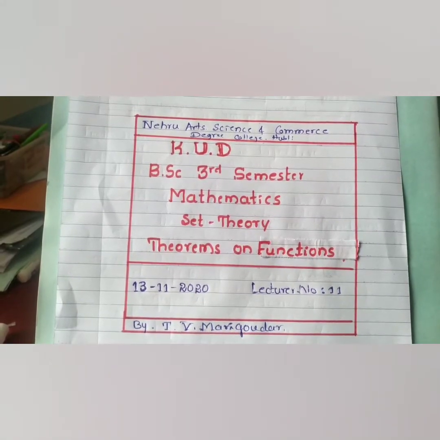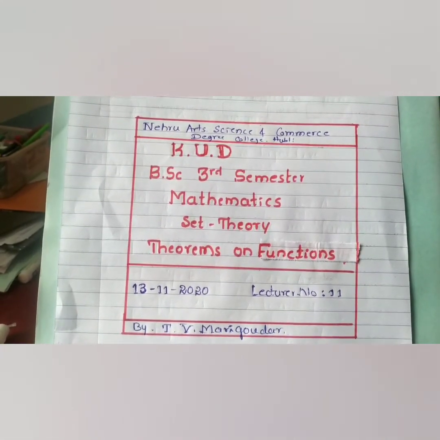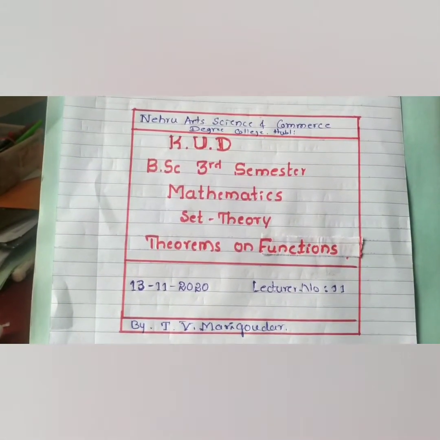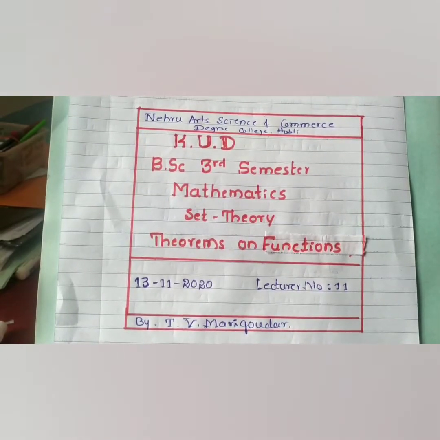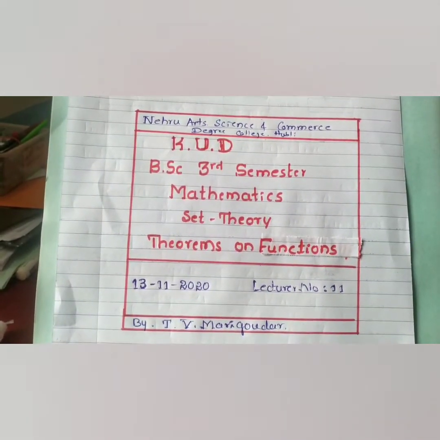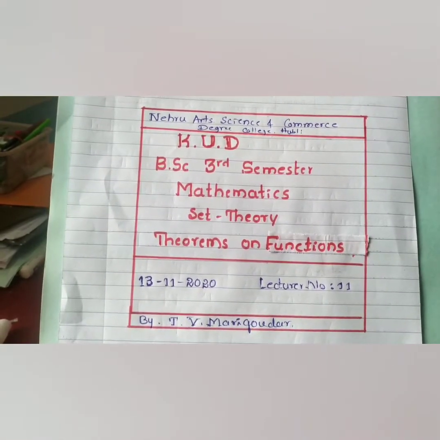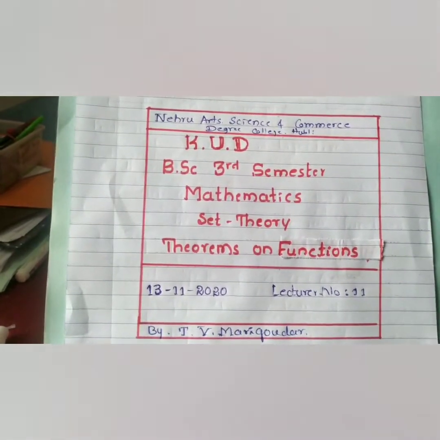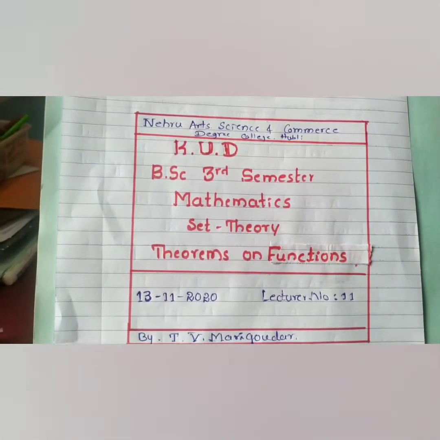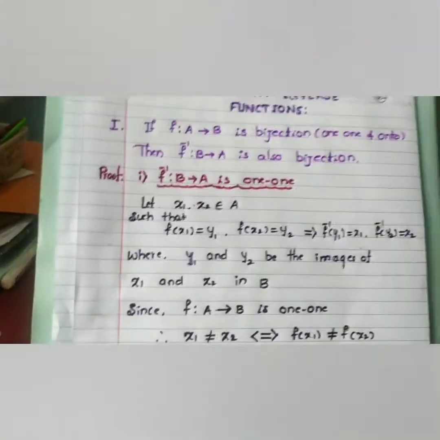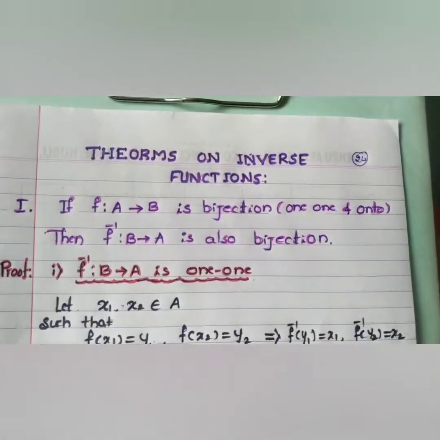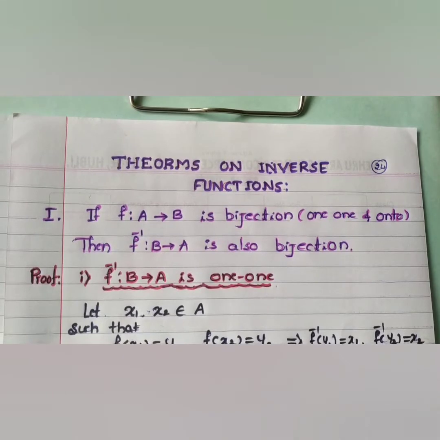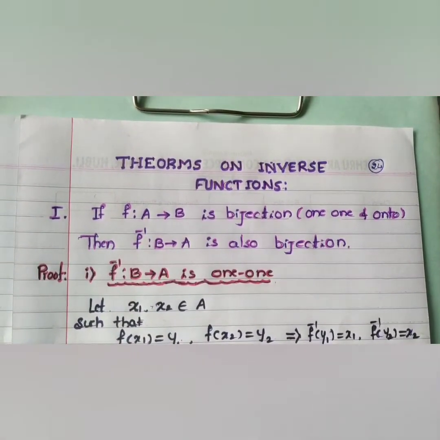1-1 is called injective, onto is called surjective, and a function that is both 1-1 and onto is called bijective. So it is very necessary to recall the definitions of a function, 1-1 and onto. If f from A to B is a function, then f inverse from B to A is also a function, called the inverse function of f. Now, take one very standard theorem on the inverse function: if f from A to B is a bijection, 1-1 and onto, then f inverse from B to A is also a bijection.